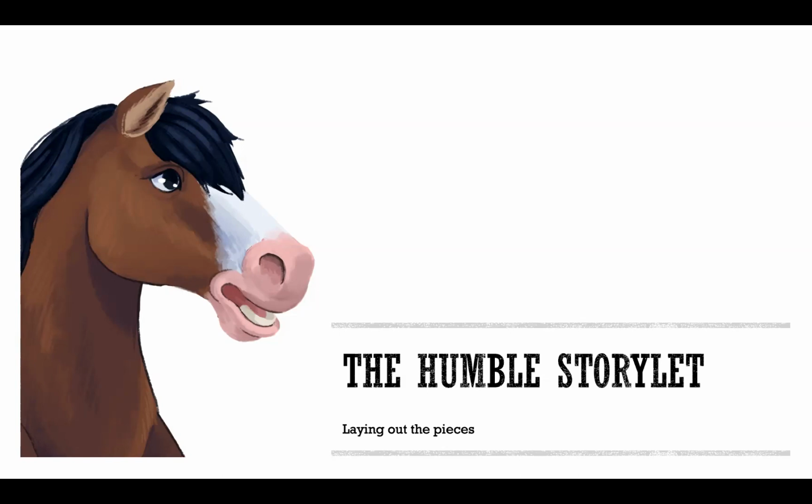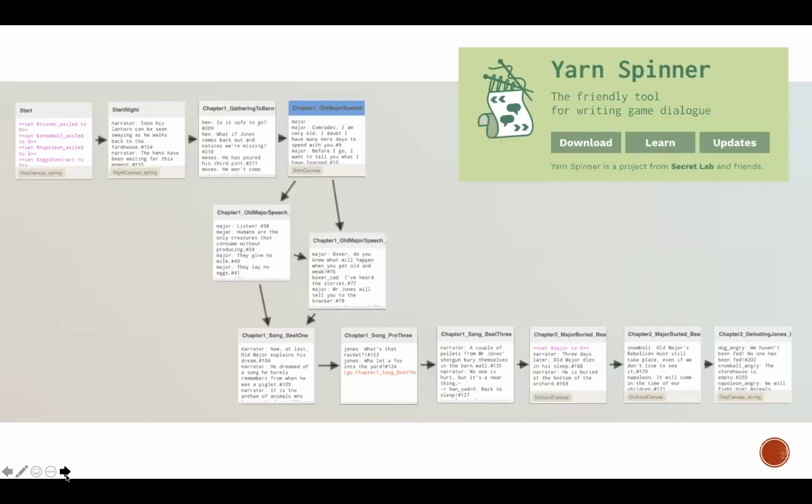Okay, that's all we have for now. Cool, okay. So getting onto the storylet side, I talked at the very beginning about what storylets are.